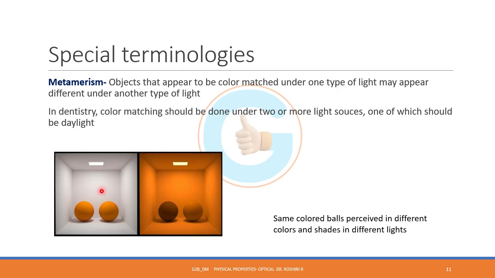See here also you can see under white light the same yellow ball is appearing bright yellow in color, but the same colored ball when placed under a dimmer yellow light, you can see the difference. It is appearing slightly dark brown and slightly yellowish white. So all this color difference can be eliminated if you do your color matching for the patient under visible daylight.